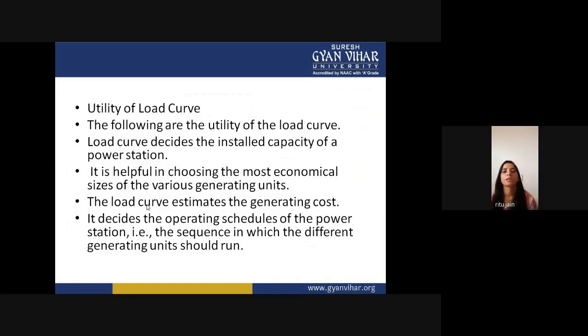Then the load curve estimates the generating cost. It decides the operating schedules of the power station, that is, the sequence in which the different generating units should run.